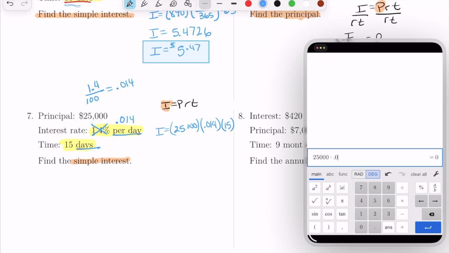25,000 times 0.014 times 15 gets us 5,250. Now, my initial gut reaction is that, wow, that's a lot of interest. $5,250. And it is. That is a tremendous amount of interest for only a 15-day loan.